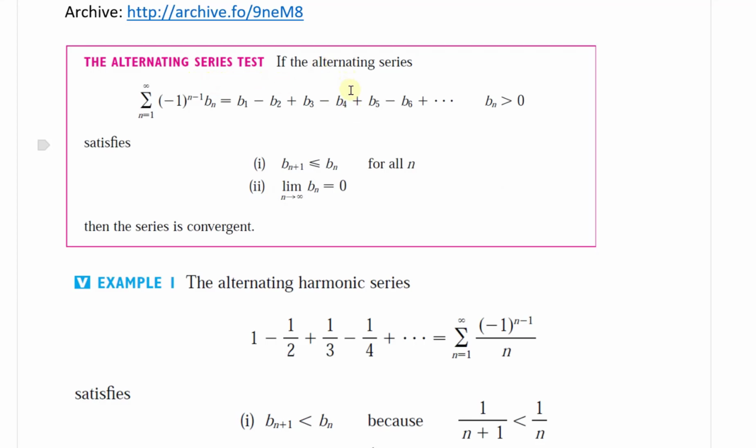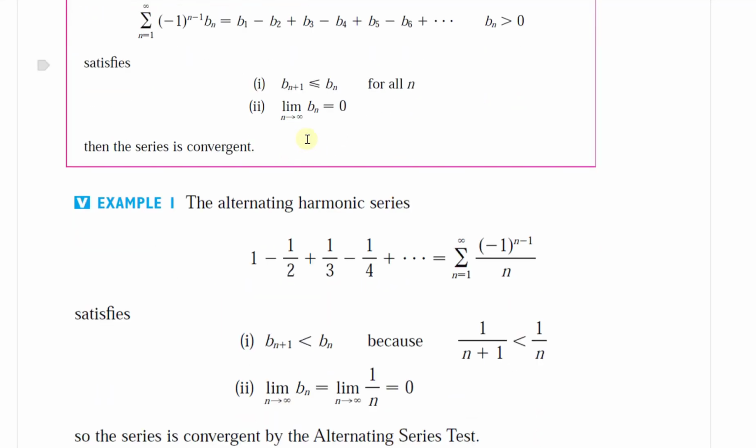Recall the alternating series test. If we're given an alternating series where bn is greater than 0, we just take out the alternating negative 1. If it satisfies the condition that it's decreasing, bn plus 1 is less than bn, and the limit of bn as n approaches infinity is 0, then the series is convergent.